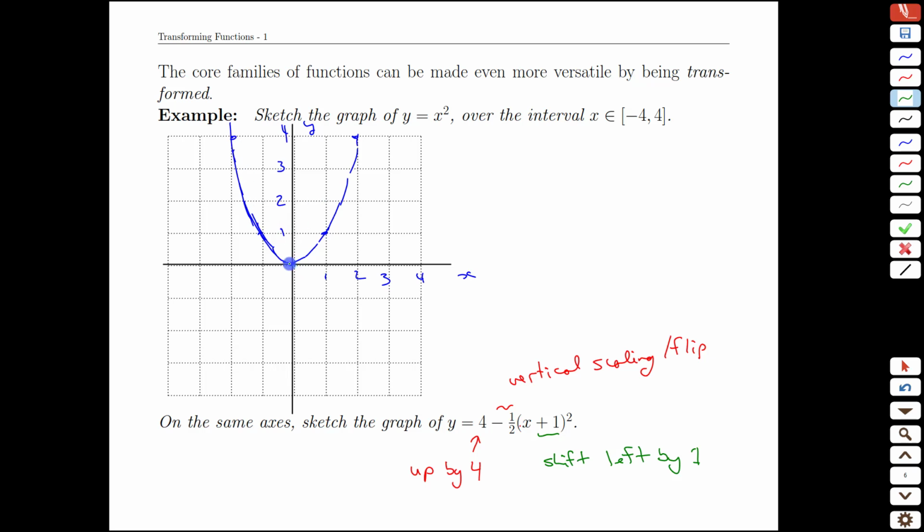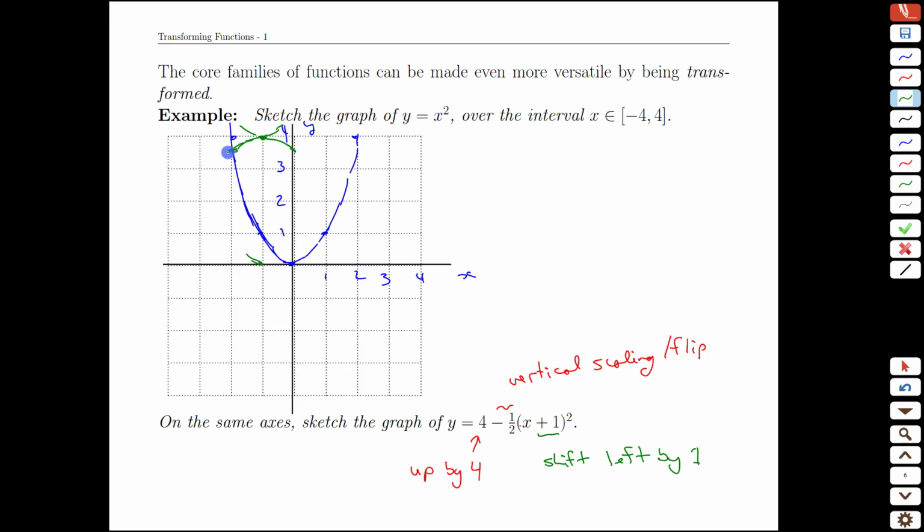We have the parabola. We're going to shift it left by 1. So our axis would be here. Then we're going to move it up by 4. So it'll be up to here. And we're going to scale it and flip it. So it'll be opening down now, and it will take twice as long to get to the same y value.